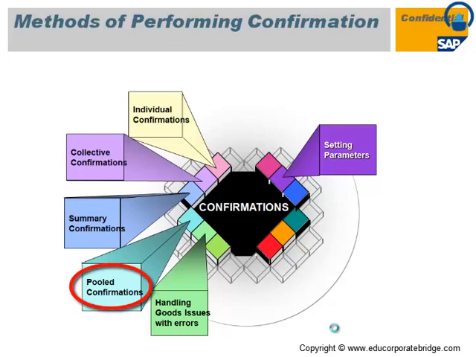Pool confirmation, handling goods issues with error. So during confirmation, if there is any goods issue balancing, that activity gives the error that some goods issues need to be done on that particular activity. And settlement parameters, that is nothing but the settlement of that particular network activity.